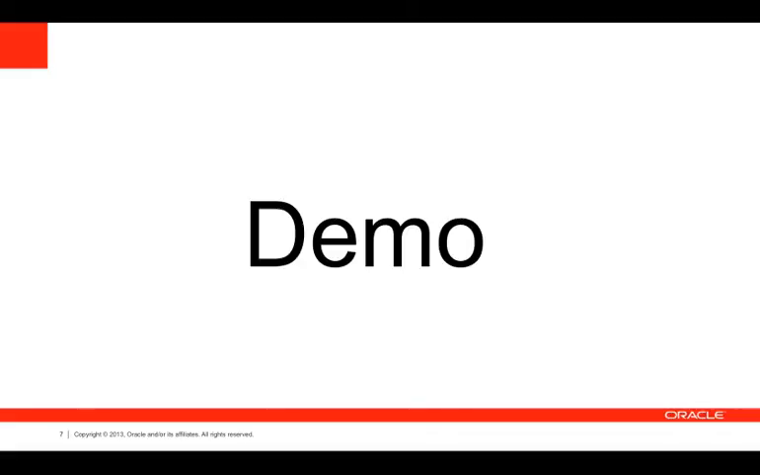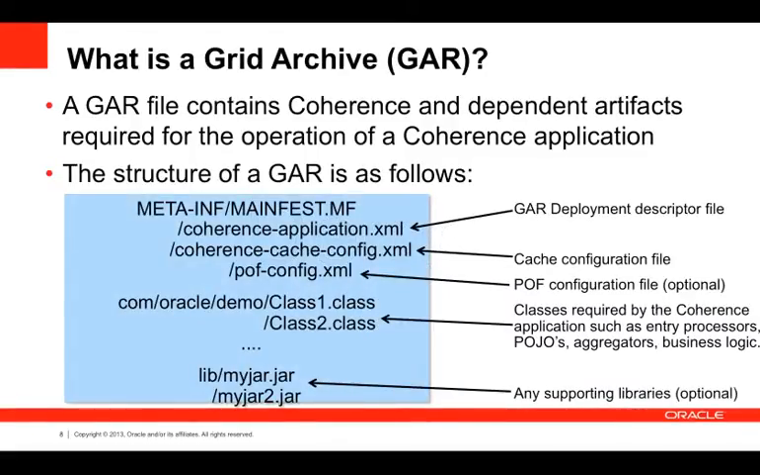So let me quickly summarize what we did so that you can conceptualize what is happening. First off, what is a grid archive file? The GAR file is used to capture the caching information. It has a structure which is very similar to the Java EE deployment module.